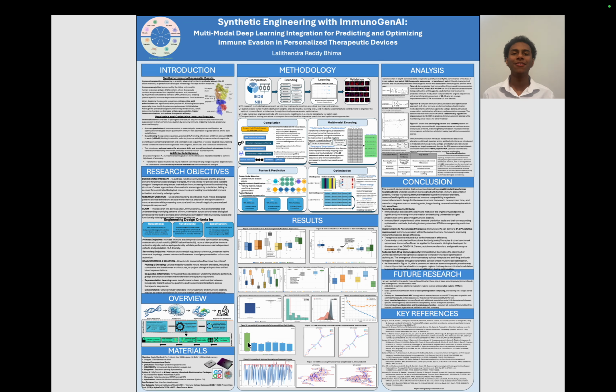Hi, my name is Lilith Bima, and my research project is on Immunogen AI, a multimodal deep learning tool that predicts and optimizes immune evasion in therapeutic sequences, improving immune evasion performance by over 61% for the same amount of time, structural framework, and resources.